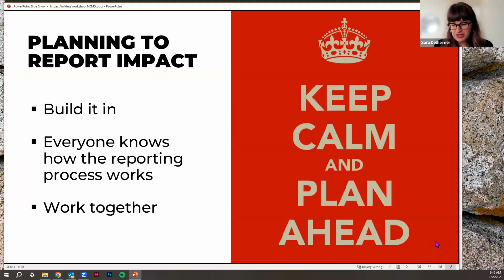I also want to remind you that a really great way to make impact reporting less tricky is to plan ahead. That means doing whatever you can do to make sure that impact measuring and reporting is built into project proposals, that it's built into the workflow and meetings, and making sure that faculty and communicators and leadership are all on the same page about what impact reporting is required, and any timelines or processes and forms and things like that.